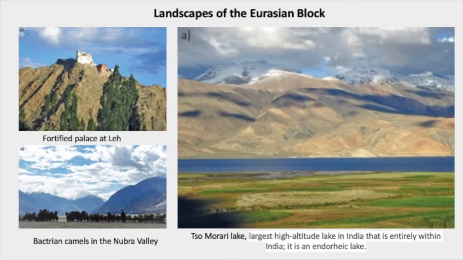Dramatic scenery up in Ladakh, in the northern part of India, Tibet just across the border, Bactrian camels, beautiful lake, the largest high-altitude lake in India, and it's an endorheic lake. It means that water can't escape. There is no outlet from the lake. And yet, ironically, it's not particularly saline.